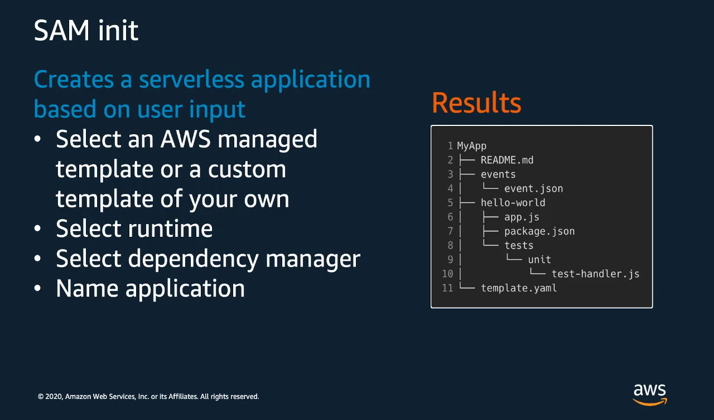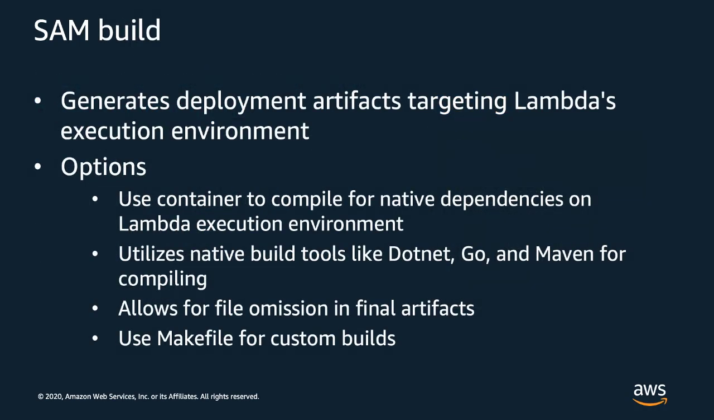All right, so the next one we're going to talk about is SAM build. Now, SAM build generates deployment artifacts targeting the Lambda's execution environment, right? When you use a SAM build, it can build the code right there. It'll use your local machine, or you can tell it to use a container to compile for native dependencies on Lambda execution environments. Let me explain what that means. That's kind of a mouthful.